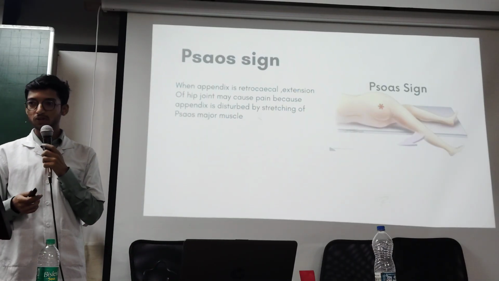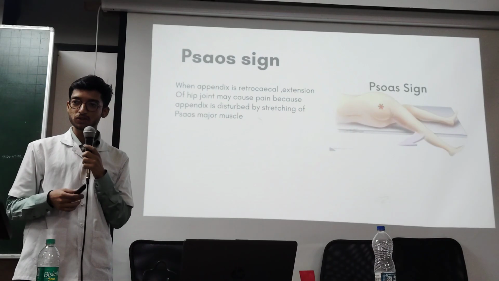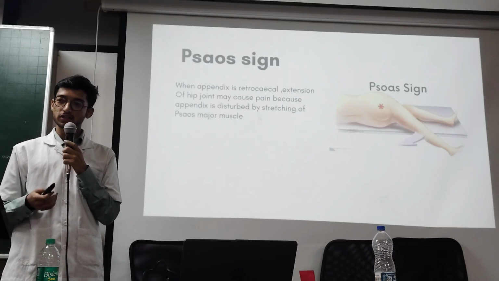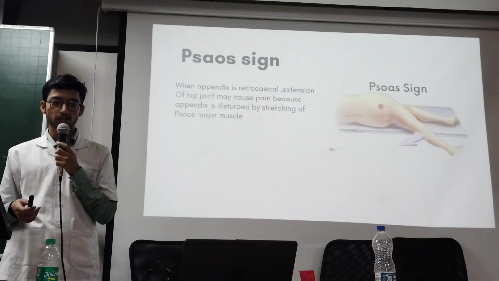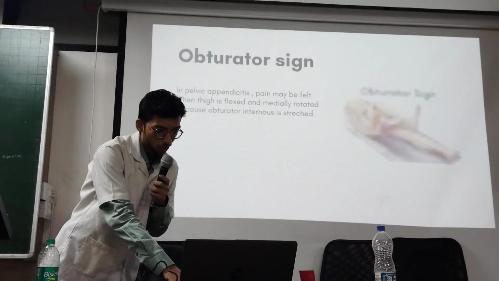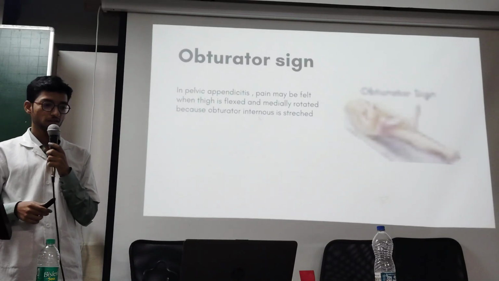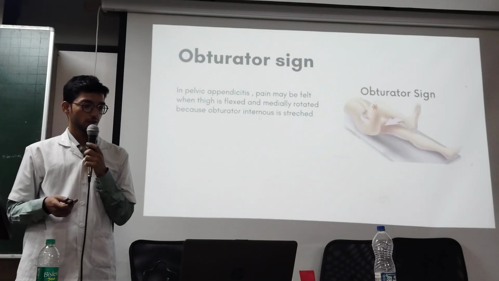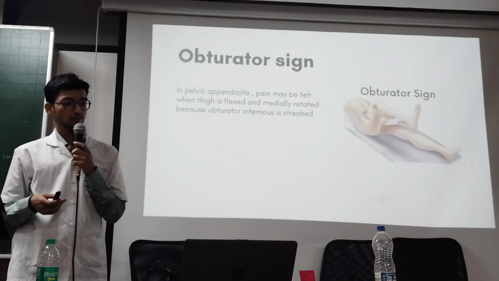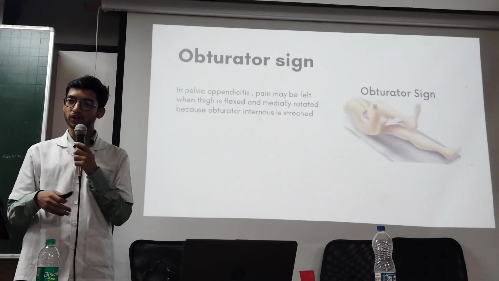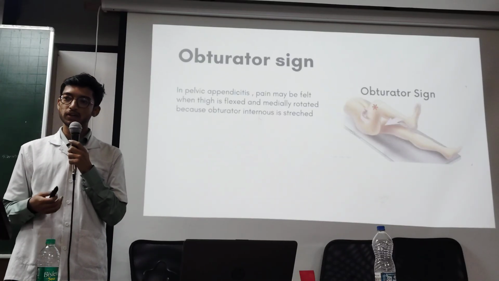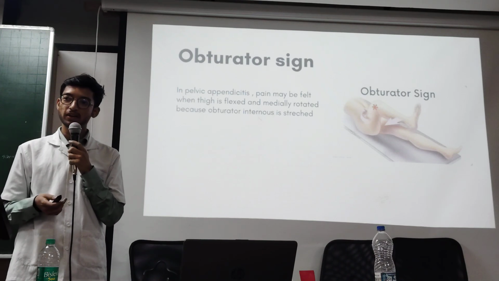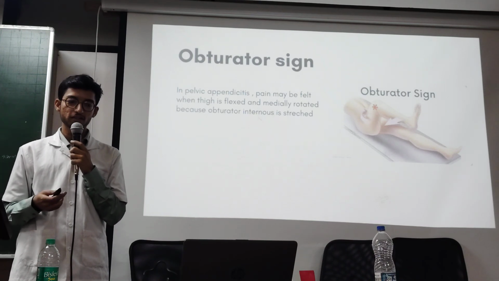Third is the psoas sign. When the appendix is retrocecal, extension of the hip joint stretches the psoas major muscle and disturbs the appendix, which causes pain. Fourth is the obturator sign. In pelvic appendicitis, pain may be felt when the thigh is flexed and medially rotated. It stretches the obturator internus muscle, which can apply pressure on the appendix and cause inflammation, and pain is appreciated.